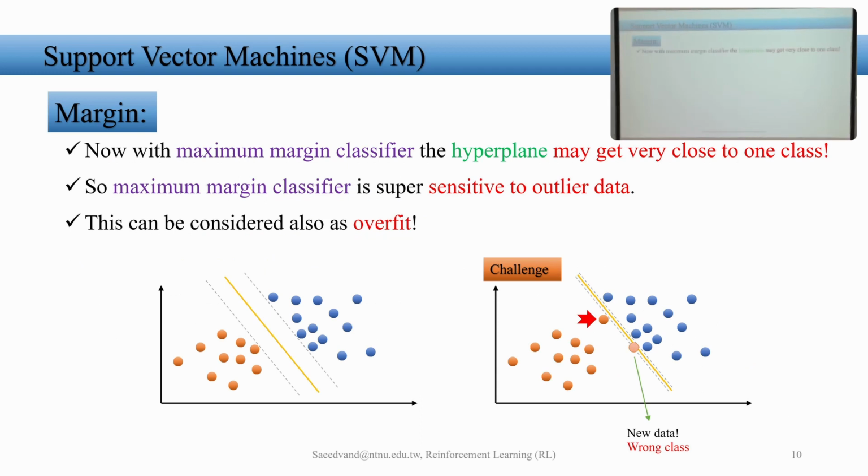So we say, okay, now with the maximum margin classifier, the hyperplane may get very close to one class. Think how that can be possible.